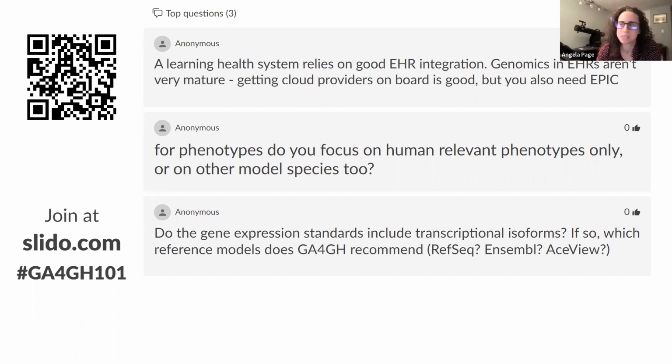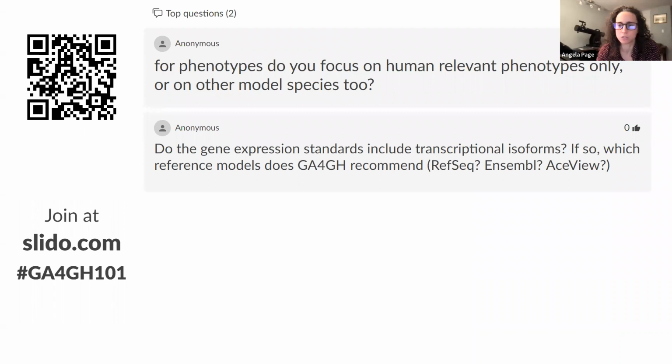So this next one was answered in the chat. For phenotypes, do you focus on human relevant phenotypes only or other model species too? As Lindsay said in the chat, it's mostly humans. That's the driving use case, but it might be applicable if you're interested in using it elsewhere.